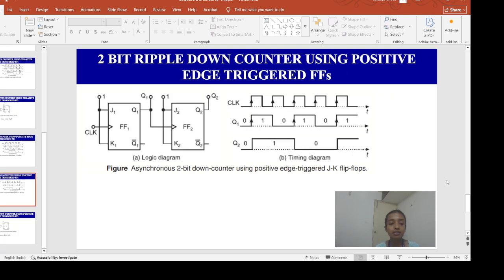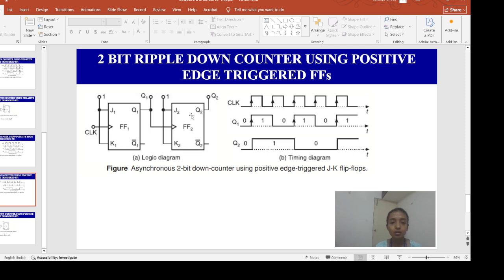Now let us see the 2-bit triple down counter using positive edge triggered flip-flops. You are observing it here, and this is the timing diagram. Here the Q1 output of the first flip-flop is connected to the clock of the second flip-flop, and the external clock signal is applied to the first flip-flop. The first flip-flop toggles at the positive going edge of each clock pulse, and flip-flop 2 toggles when Q1 changes from 0 to 1, because it needs a positive pulse at the clock. Then only it will toggle.